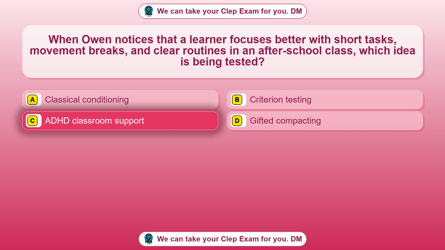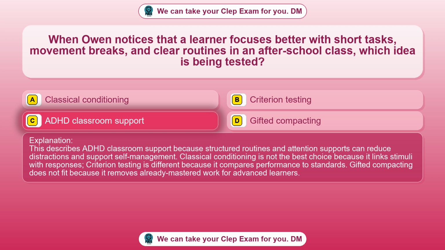ADHD classroom support. This describes ADHD classroom support because structured routines and attention supports can reduce distractions and support self-management. Classical conditioning is not the best choice because it links stimuli with responses. Criterion testing is different because it compares performance to standards. Gifted compacting does not fit because it removes already mastered work for advanced learners.